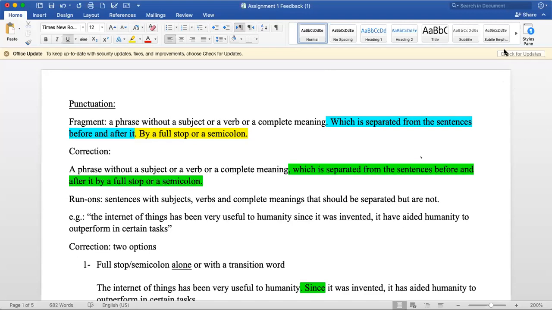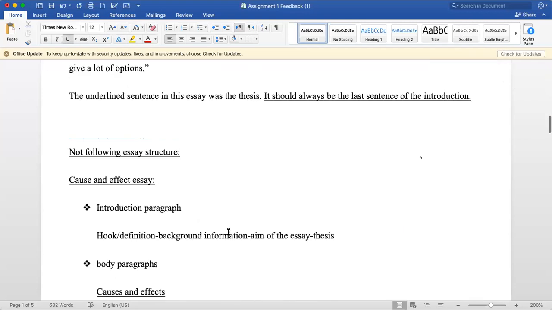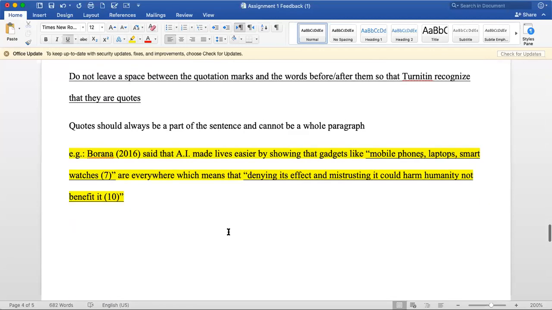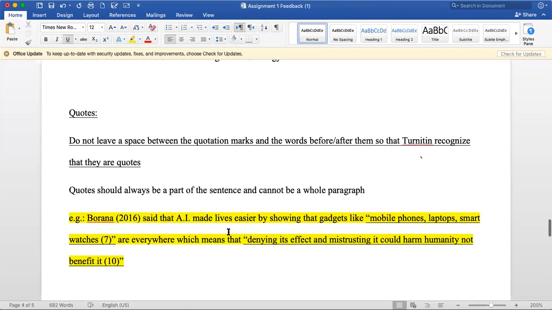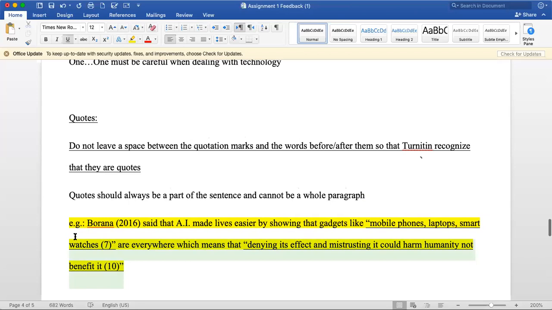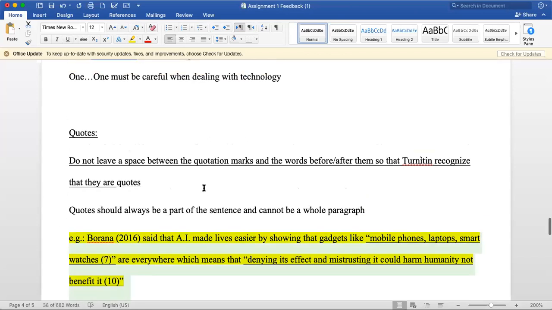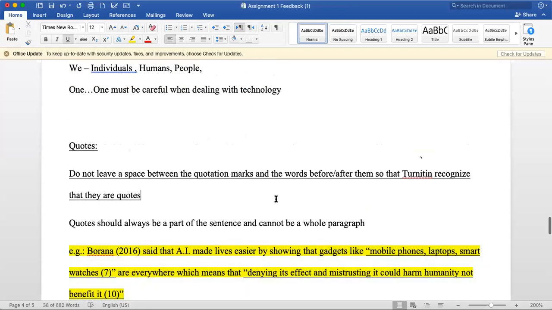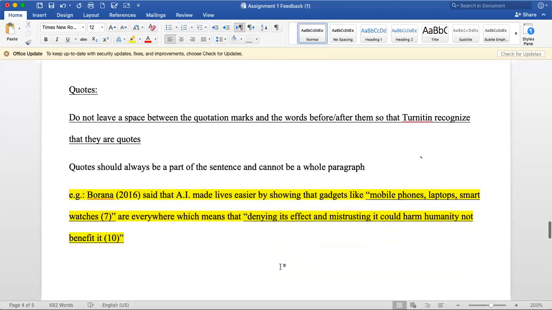Can we repeat the last thing, the last mistake? Which one? Quotations? Yes, that one. This one. This is the correct one, Sharif. What's wrong is that some people, for example, write the sentence like this. So, Burana, so, okay, so technology harms humanity. Okay, and then you open the quotation marks.